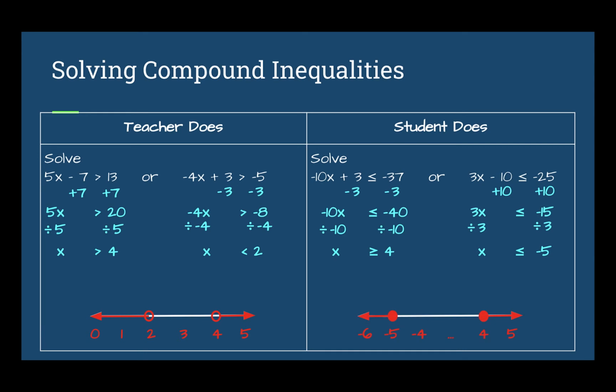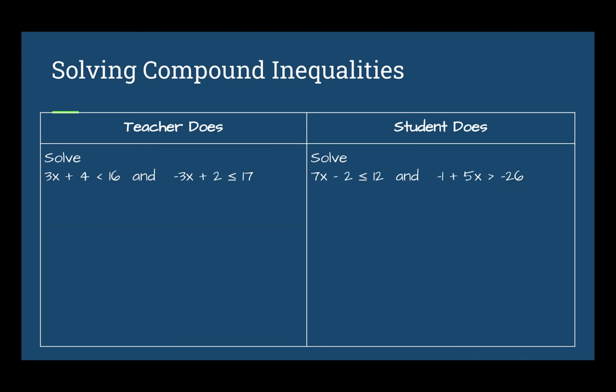Graphed, you should have had both closed circles. So one of them at 4 with your arrow going to the right, and the other at -5 with the arrow going to the left.